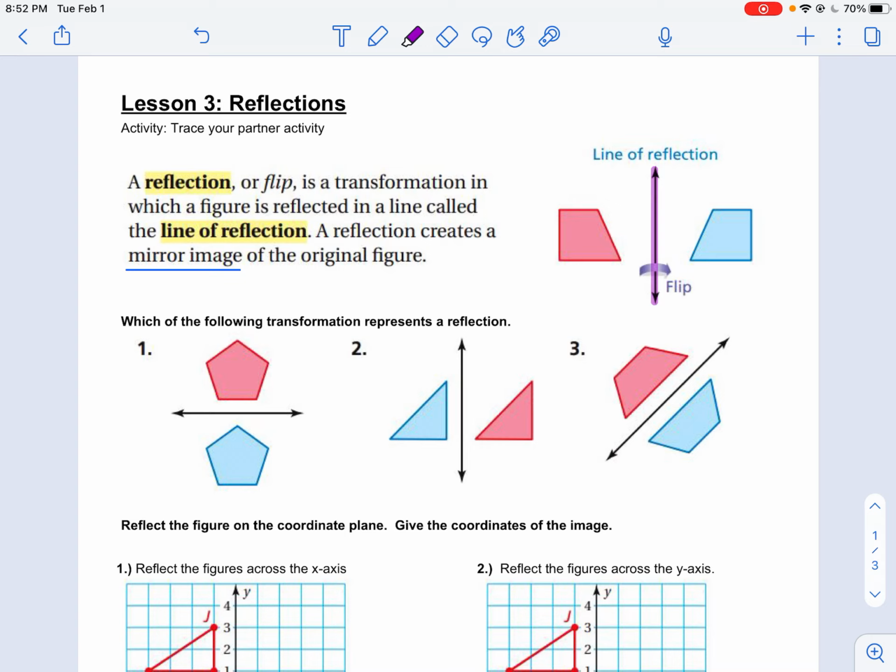So let's take a look at the first 3 examples. Which of the following transformations represents a reflection? So when we look at number 1 and highlight our line of reflection, and we take a look at the red shape, and then move it over the line of reflection by flipping it, we can see that the blue shape is not flipped to its mirror image, that it's actually slid over the line of reflection, and therefore we can call it a translation.